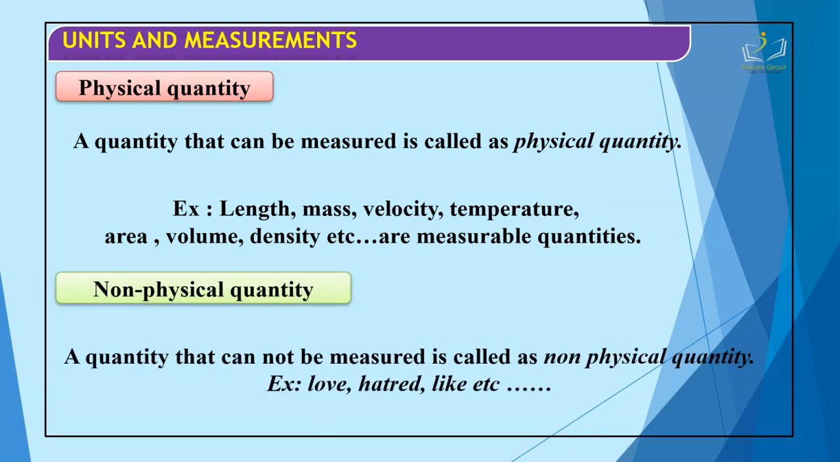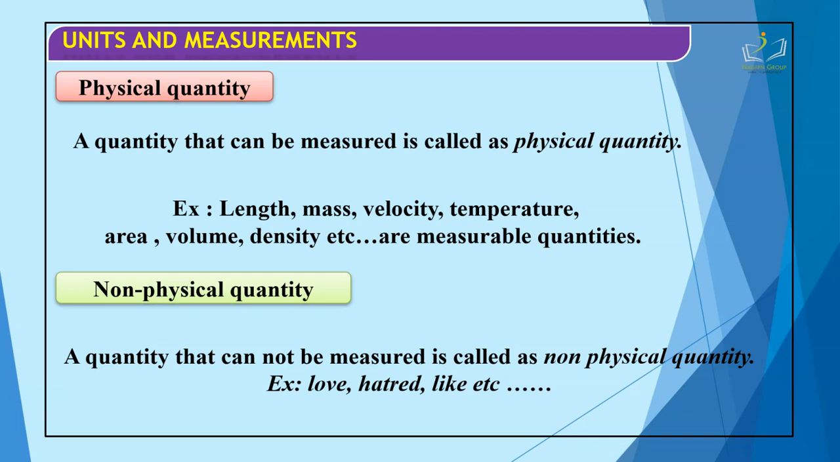A non-physical quantity is a quantity that cannot be measured. For example, love, hate, like. These are quantities which can't be measured. Like how much we love a person, we can't actually judge. If I give you a flower and you like flowers a lot, you can't judge and say, okay, I like this much. There will be no numerical prescription over there.